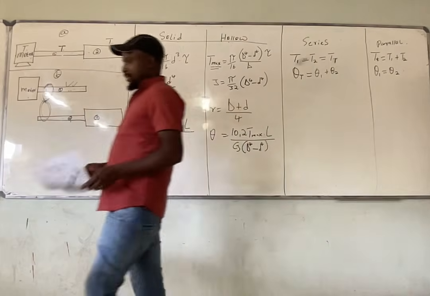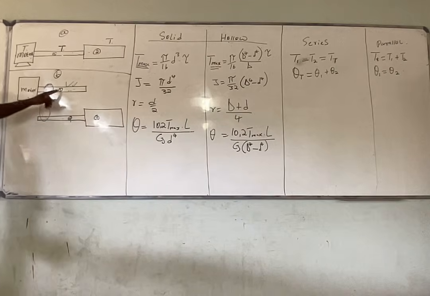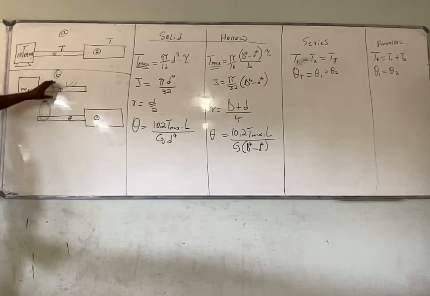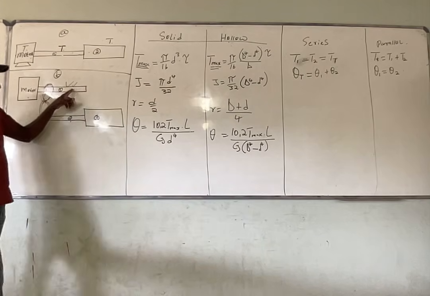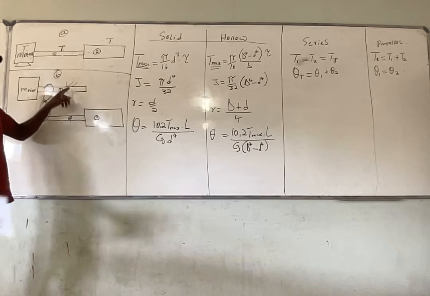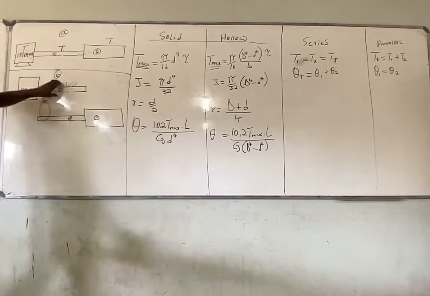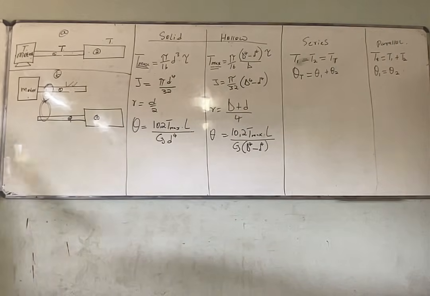So lastly, if you are given the information of this one, make sure that you calculate torque using this one. For instance, let's say this shaft is solid and this one is hollow. For you to calculate the torque here, you need to use the same diameter and the same shear stress of this. Or if you are given power, you will need to use the speed for this.